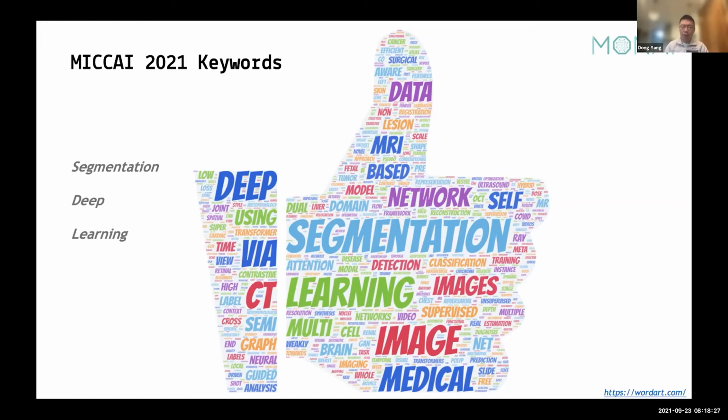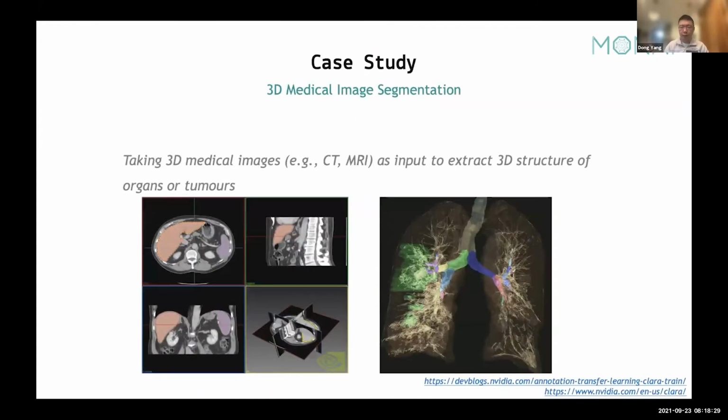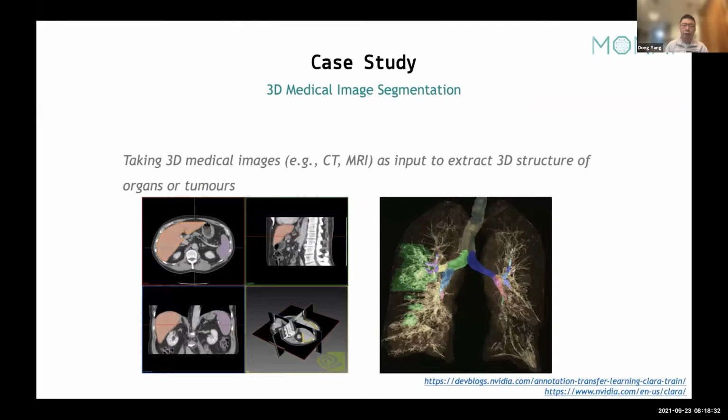So I think we can take it a step further to have a case study for 3D medical image segmentation. In one sentence, 3D medical image segmentation is to take 3D medical images as input and extract 3D structures of organs and tumors. As you can see from the figures, the left figure shows the segmentation of the liver and the spleen overlaid with a CT image. The right-hand side is a 3D rendering of a segmentation result of the chest vessels and also the COVID lesion.